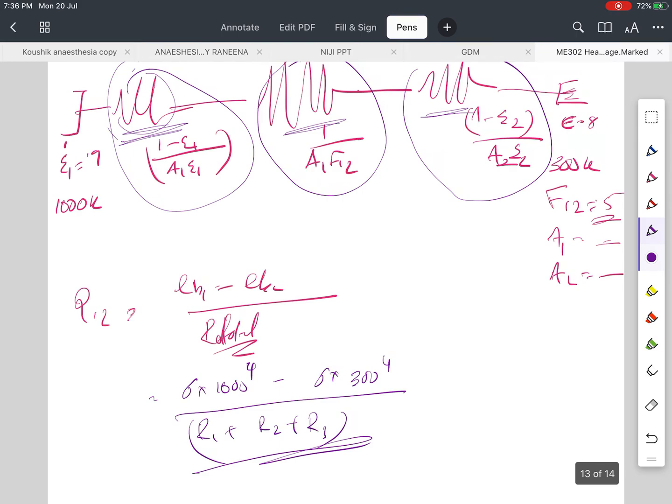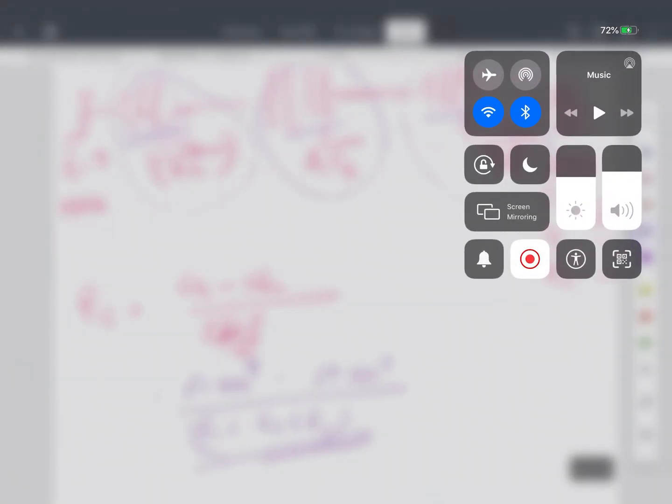So once we find out the surface resistance and space resistance, we can find out the overall heat transfer. What is the net radiative heat transfer? We are interested in the net radiative heat transfer.